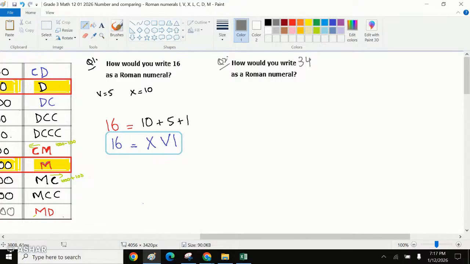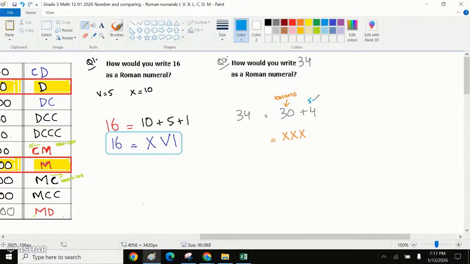So can we break 34 into 30 plus 4, right? We can say 34 would be equal to 30 plus 4. And 30 would be 3 tens, right? 10 plus 10 plus 10. So 30 can be written as XXX, 3 tens. Agreed? And what about 4?